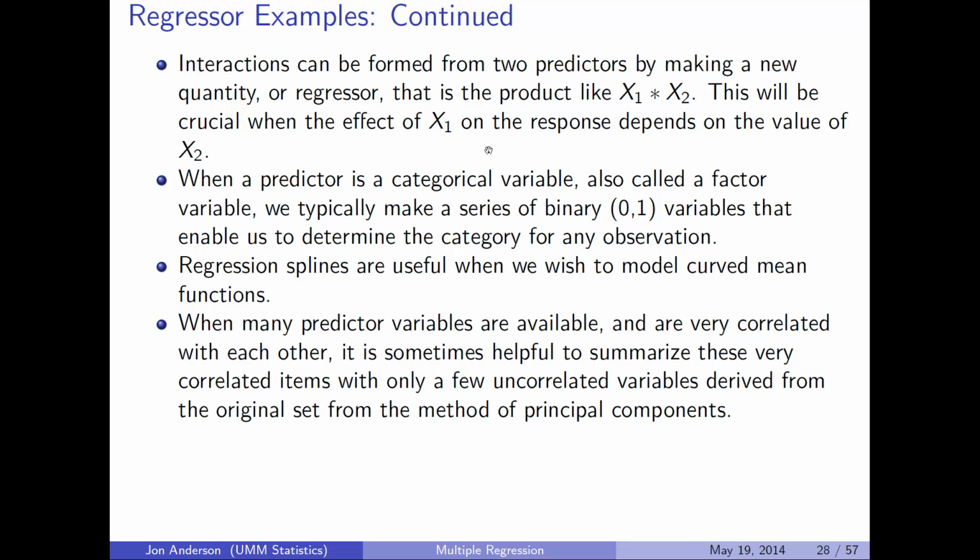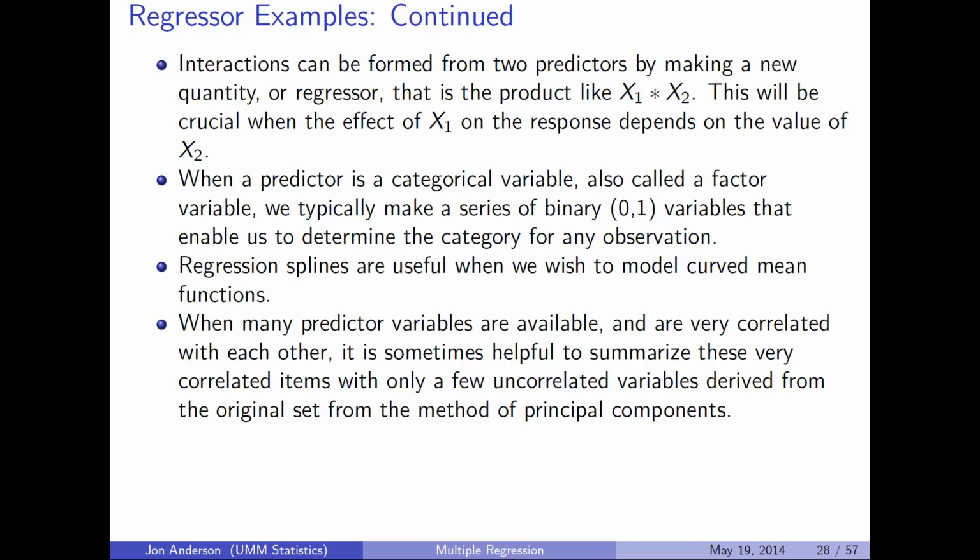Sometimes we might want to combine two predictors to make a brand new one, a new regressor, like a product, and this would be called an interaction. And so you might make a new variable, a new regressor, which is x1 times x2. This is going to come in very handy when the effect of one predictor, the effect on a response y, might depend on the value of another predictor x2.